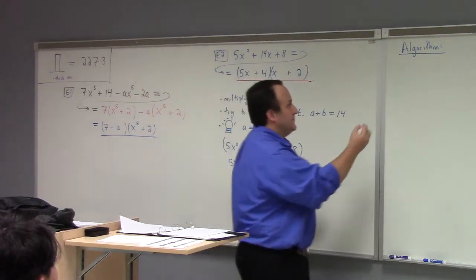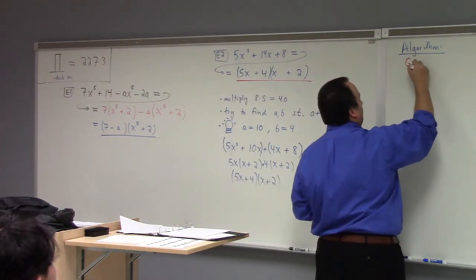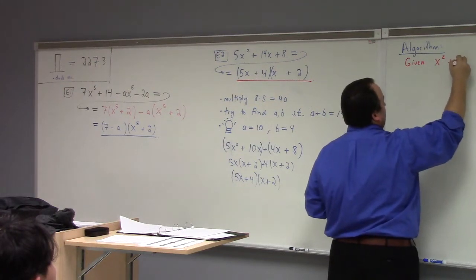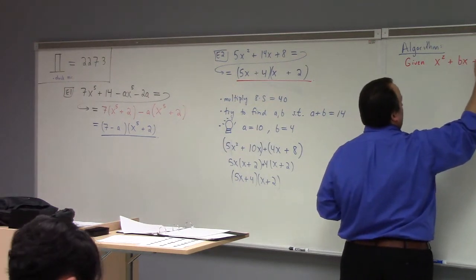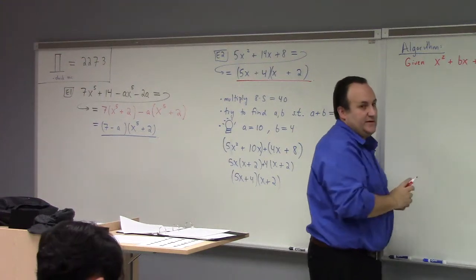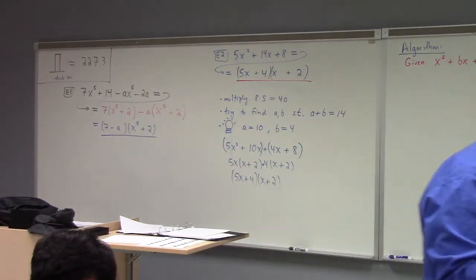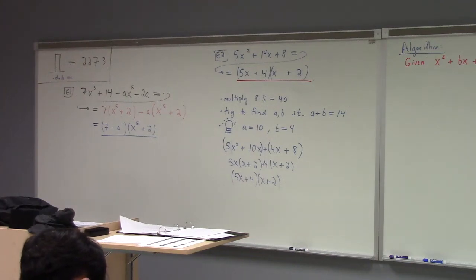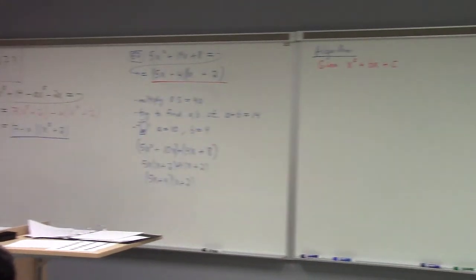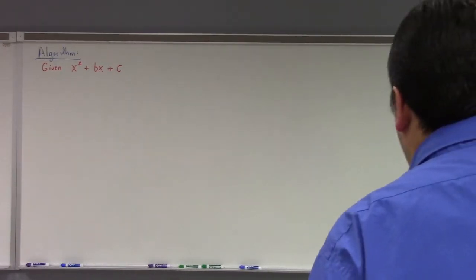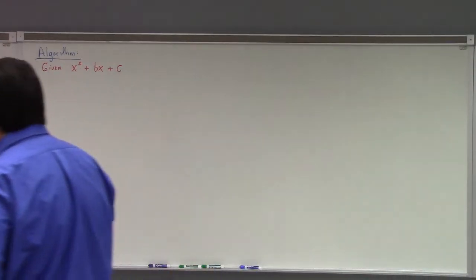Now, the algorithm is this. If you're given x squared plus, let's say, bx plus c. So let's suppose that we have a leading coefficient which is 1, just to make the discussion a little bit less complicated to start with here, okay? And we want to factor this, okay? So here's what we do.